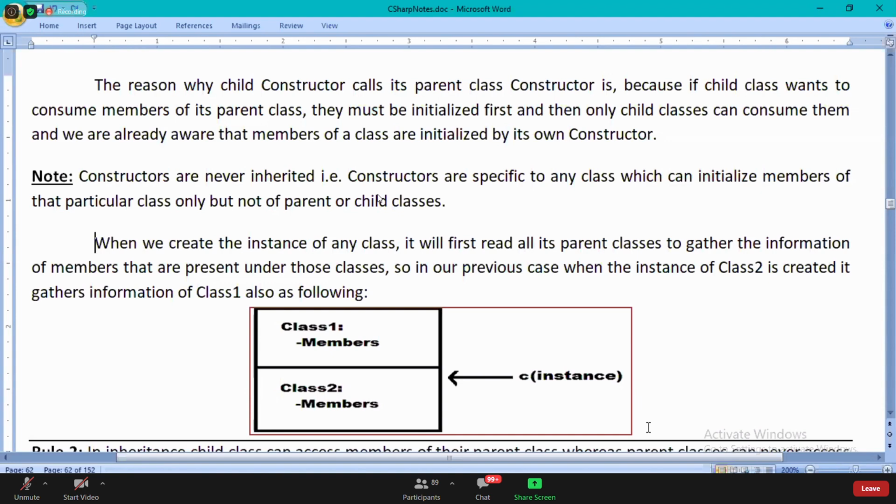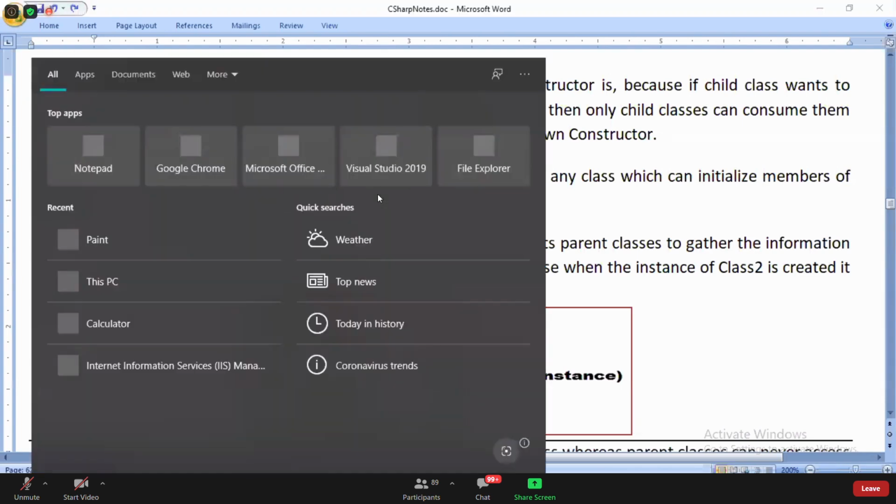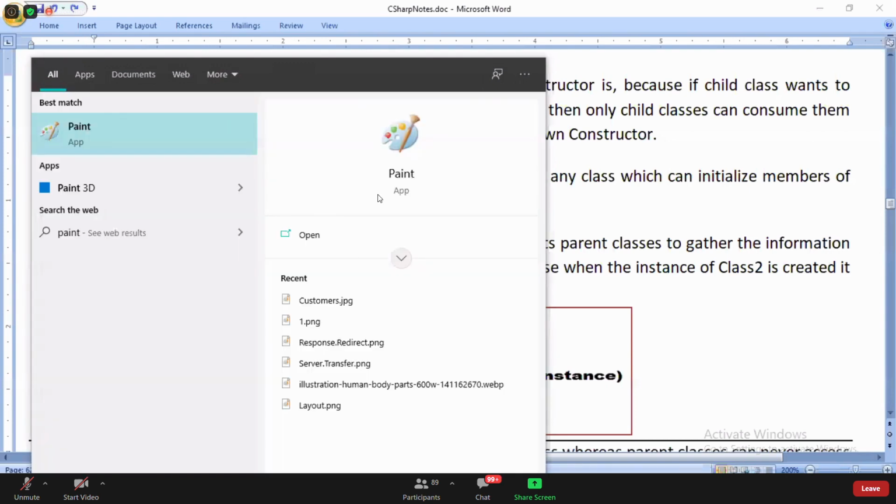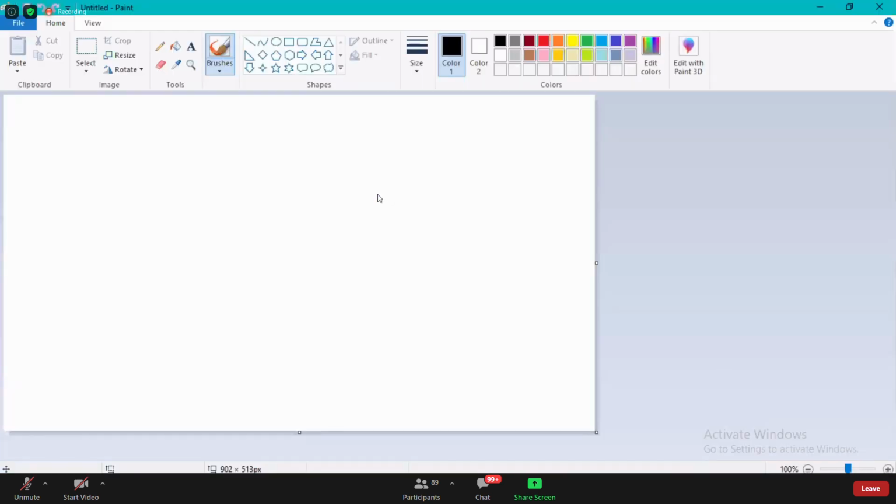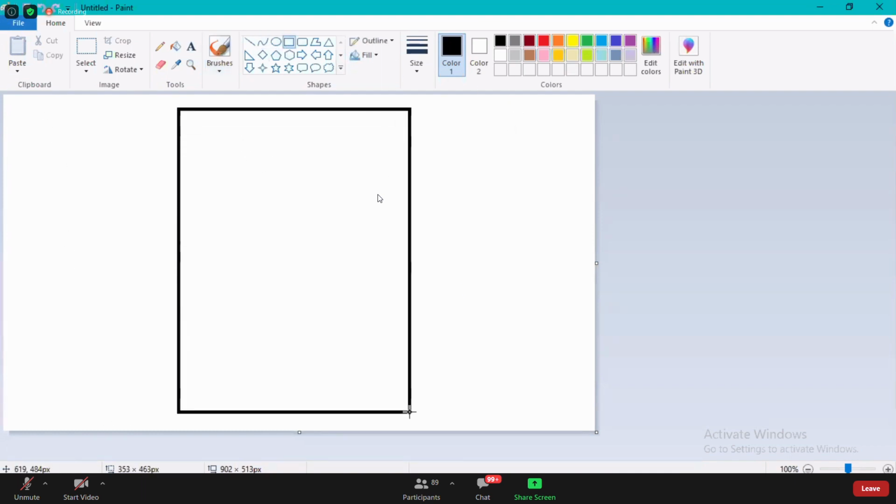See, tell me one thing. Not only your father's property, your grandfather's property also belongs to you now. Yes or no? That way, whenever you create the instance of a class, suppose there are 5 classes in the hierarchy, class 1, under that class 2, under that class 3, under that class 4, under that class 5. You are creating the instance of class 5.